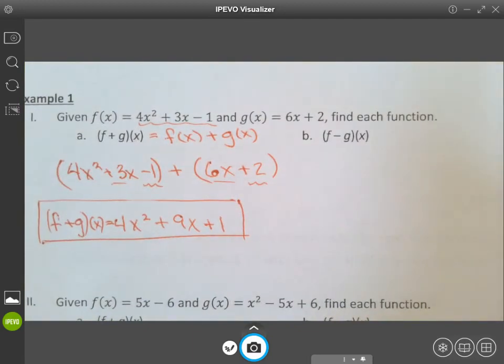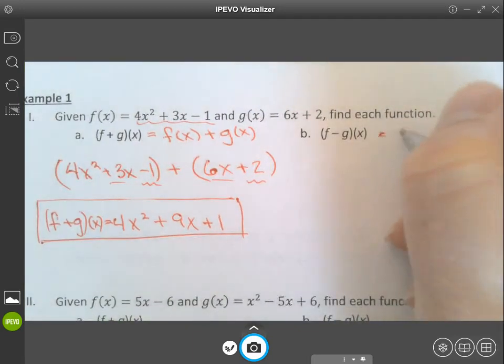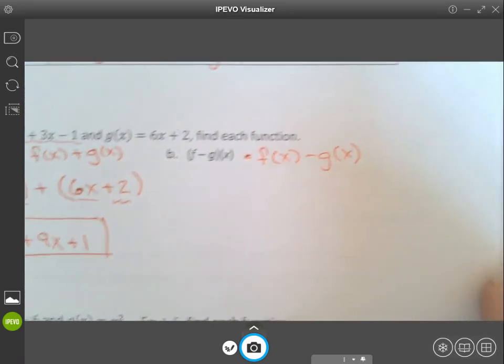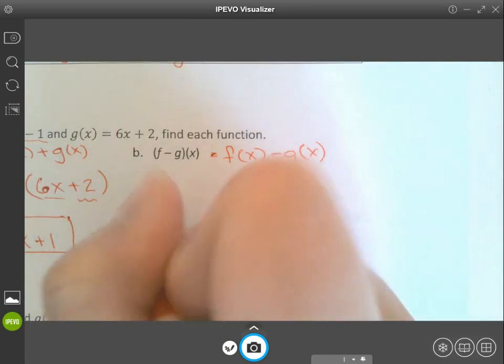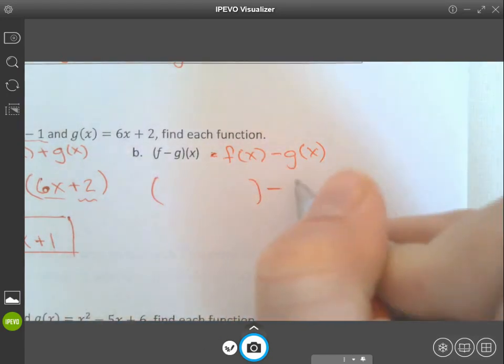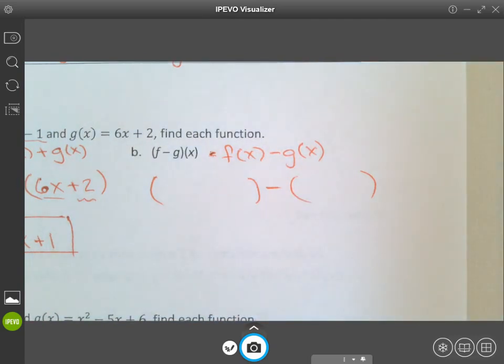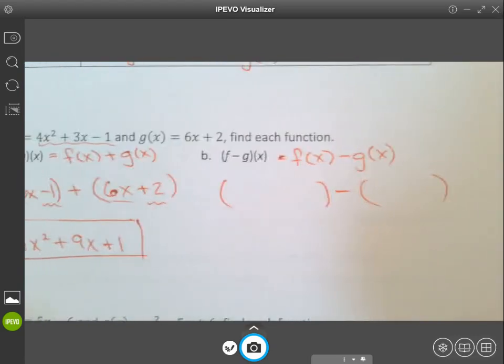Okay, now I have subtraction. So this would break down to be f of x minus g of x. This is where parentheses are really important. So you would take f of x minus g of x. By prepping this, I'm less likely to miss something. I lost my function f of x.